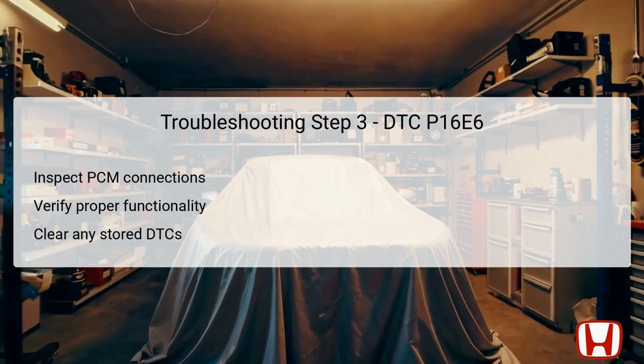The third diagnostic step involves a thorough inspection of the powertrain control module PCM connections. Before proceeding, ensure the vehicle's ignition is turned off to prevent any electric shock or damage to components. Verify that all connectors are securely attached and free of corrosion, as these issues can severely impede electrical flow and signal clarity. After physical inspection, it's critical to test the PCM's proper functionality.